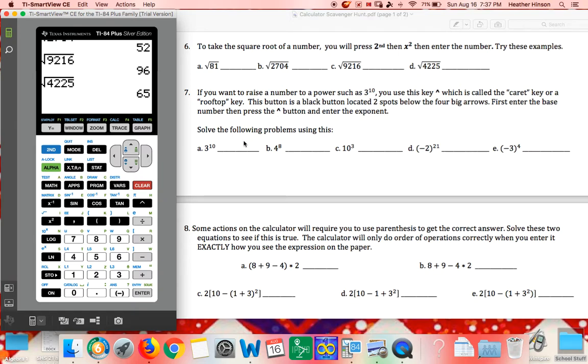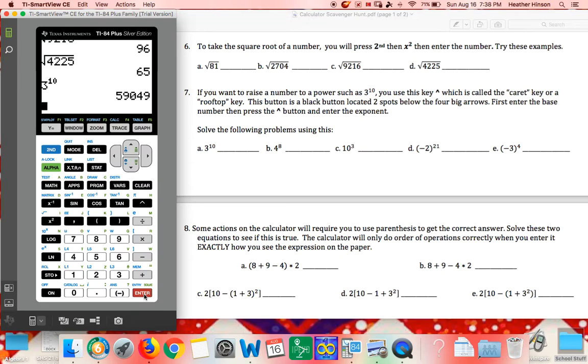And it's the black button located below the 4 big arrows. It's right here under clear. Or if you want to look above all your operation symbols, it's right there. So that's going to give you your rooftop button. So you put the number in first. So for A, you're going to put in 3. Then you hit the little rooftop, that's going to take you up to the exponent, and you can put in whatever number it asks for. So in this case, 10. So that'll give you 3 to the 10th power. And you just hit enter.